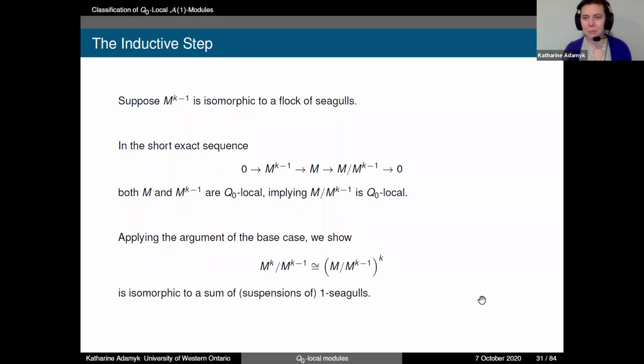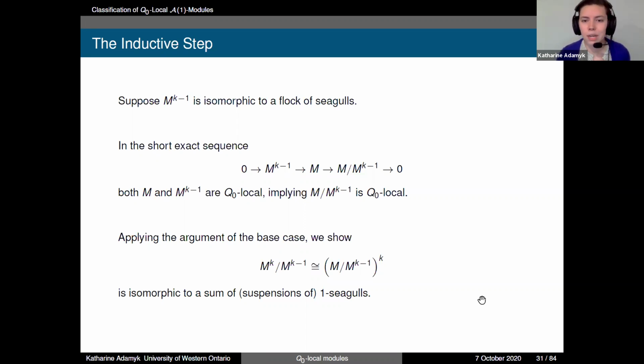Okay, here's another wall of text that is going to turn into pictures, so don't worry about it too much. So now we're going to take the inductive step. We assume mk-1 is isomorphic to a flock of seagulls. So this is some direct sum of suspensions of the Seagull modules. So I have an extension between mk-1 and m mod mk-1. Both m and mk-1 are q0 local. This gives us that their quotient is q0 local.